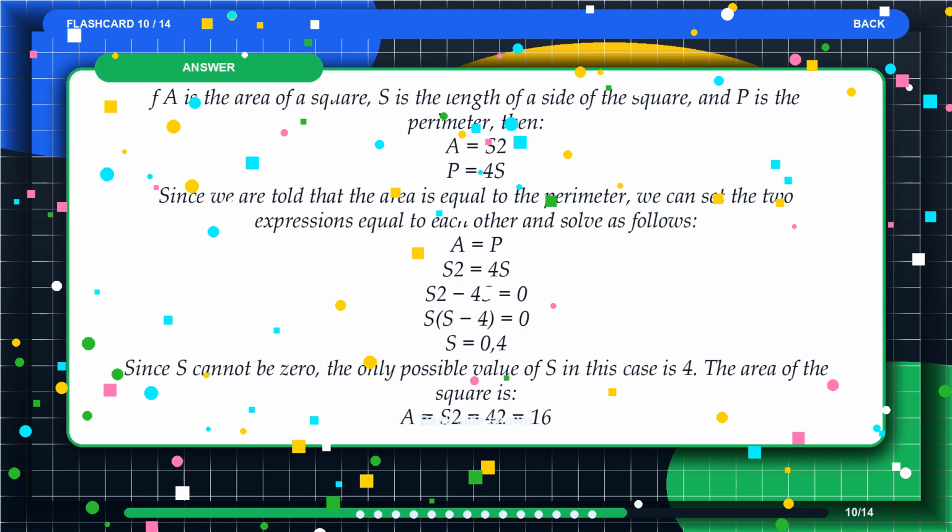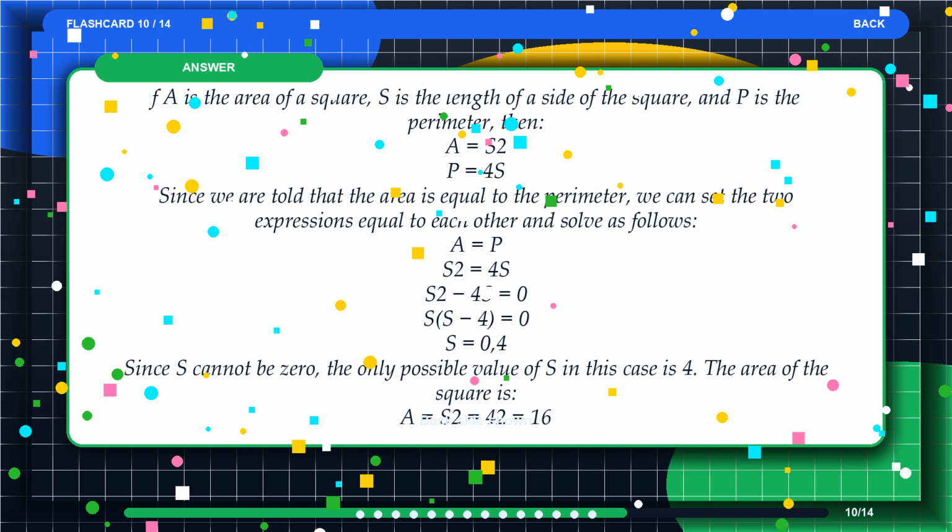The answer is: let A be the area of a square, s the length of a side of the square, and P the perimeter. Then A equals s², P equals 4s. Since we are told that the area is equal to the perimeter, we can set the two expressions equal to each other and solve as follows.